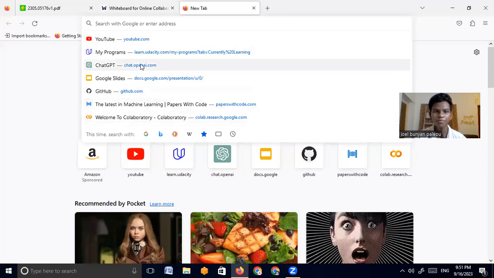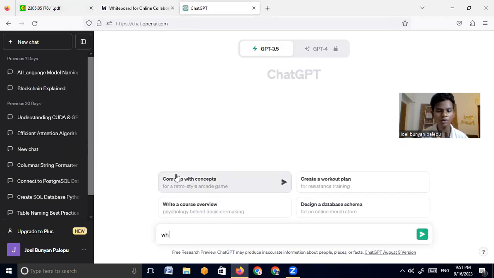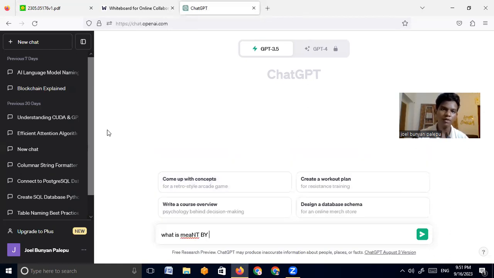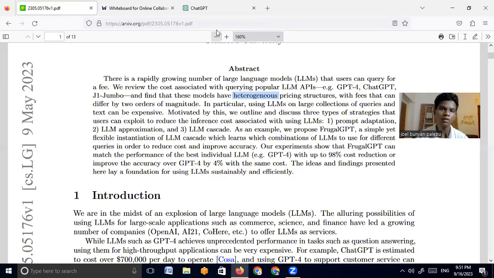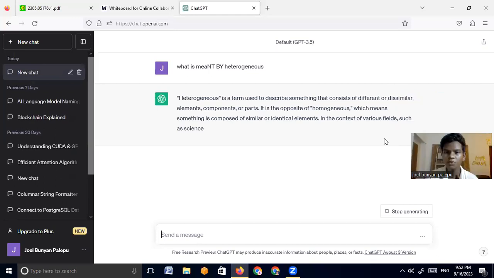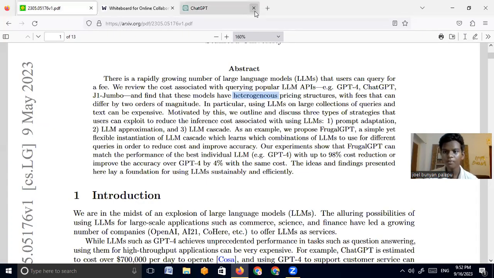You know what? I'll just open ChatGPT, because while reading a research paper I'll have ChatGPT beside me, just to make sure that I understand all the words. Even I don't know this word. I'll just copy this. Heterogeneous is a term used to describe something that consists of different or dissimilar elements. All right, so the prices are dissimilar. That means the prices are varying too much, right? Maybe some models have a large price and some models have very low prices. So that is what they mean. There is a lot of variance in prices, right?